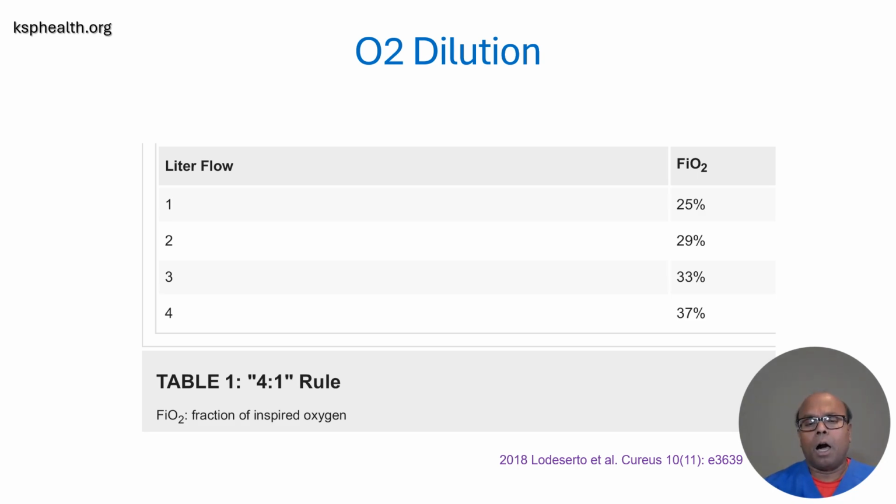Another concept called oxygen dilution. When you use a regular low flow nasal cannula, when you do 1 liter, it gives 25% FiO2. When you increase the flow to 2, the oxygen concentration goes up by 4. That is called the 4-to-1 rule. So when the patient receives 4 liters of low flow oxygen cannula, the maximum the patient can get is 37%.